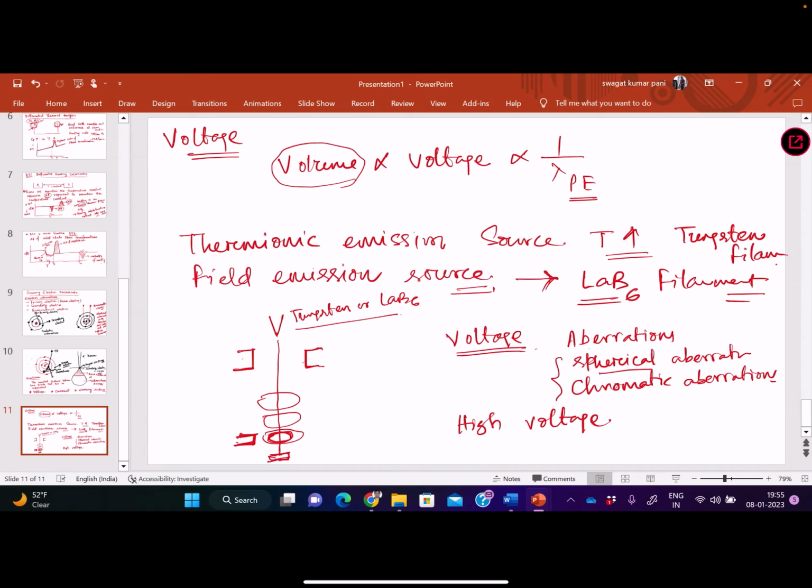This spherical aberration is related to the electromagnetic lens, and this chromatic aberration is related to the energy spread of the beam. So high voltage is required for good resolution, because if the voltage goes small, then these things will dominate and we will not get a good quality picture.